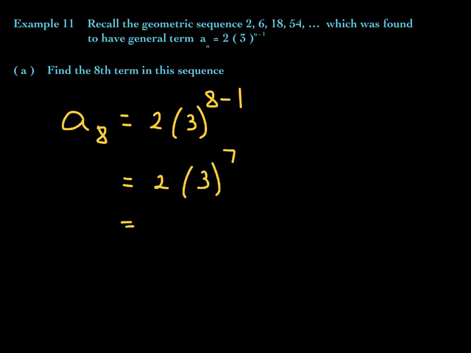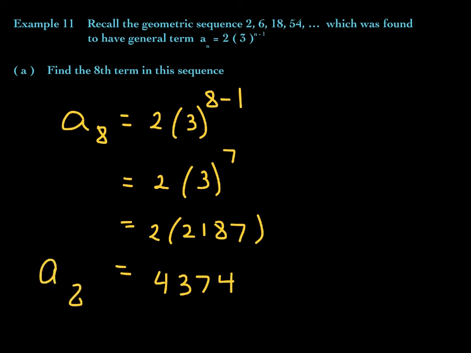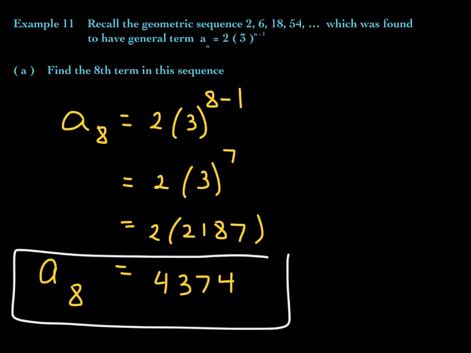Remember, order of operations says to do exponents first, so you need to figure out what 3 to the 7th power is first, which is 2187. So double that, and you get 4,374. All right, so 4,374 is the 8th term in this sequence. Now, I am super grateful for a general term, right? Because if I did not have that general term, I would have to figure that out by listing out all of the terms up to the 8th term, which would not be a lot of fun.